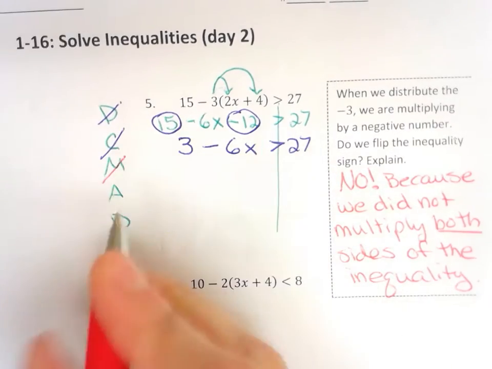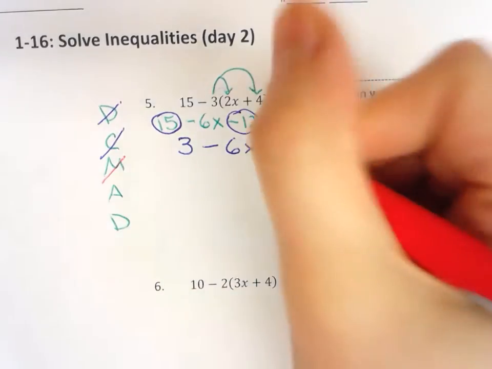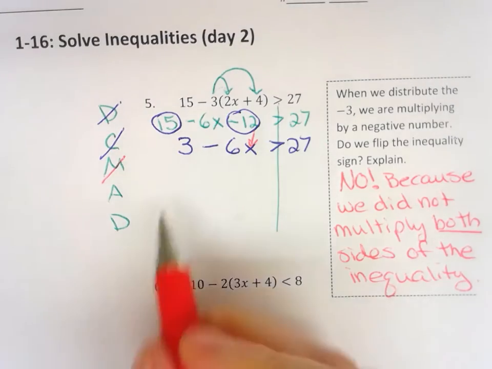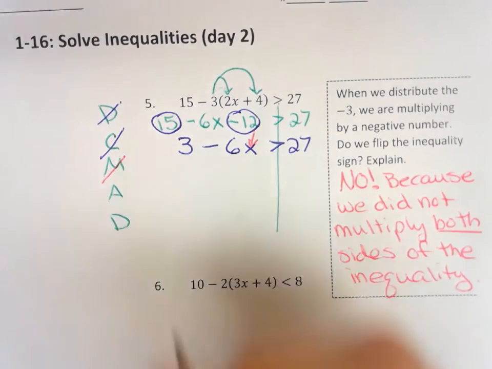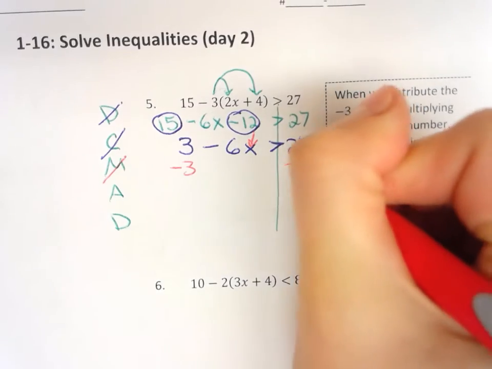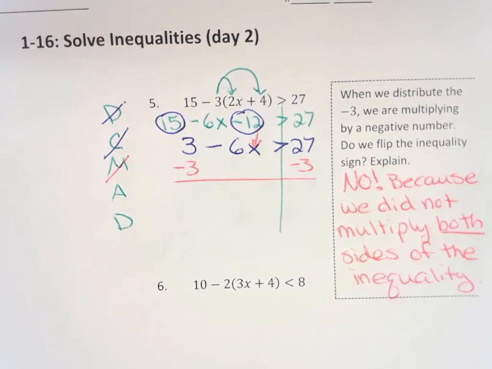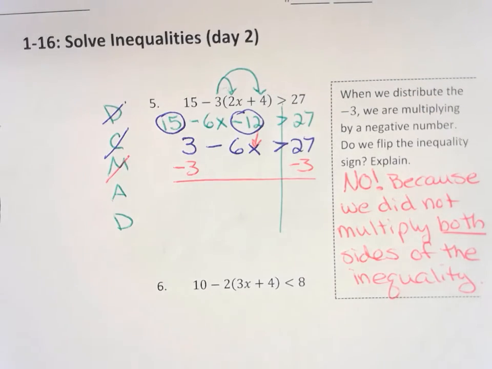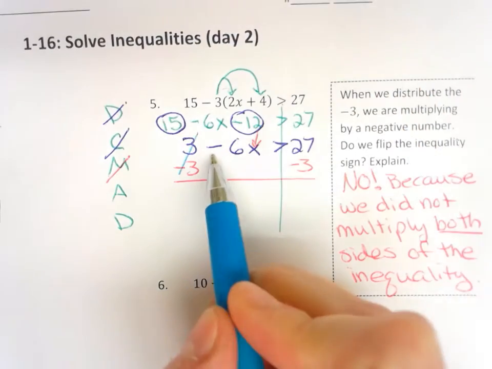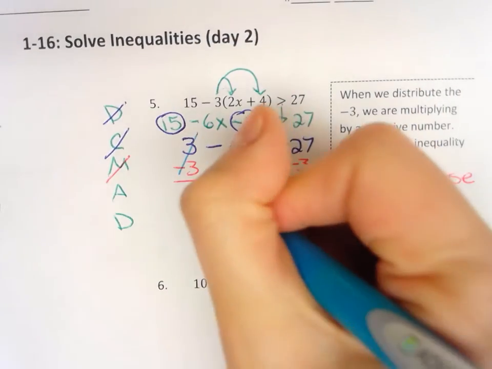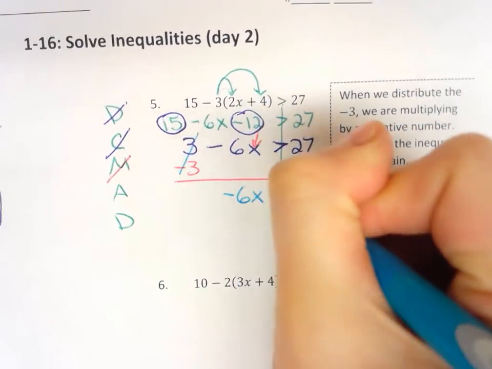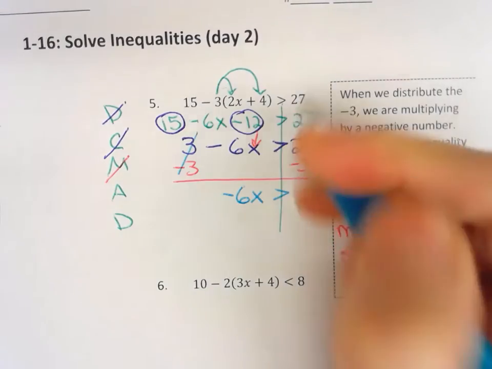Now we've got to add or subtract the friend and then divide. So if I'm getting x by itself, that makes the positive 3 the friend. Because it's positive, I would subtract it from both sides of that inequality sign. Now 3 minus 3 is 0, and watch out for this negative sign. It actually comes down with the 6. And 27 minus 3 gives me 24.